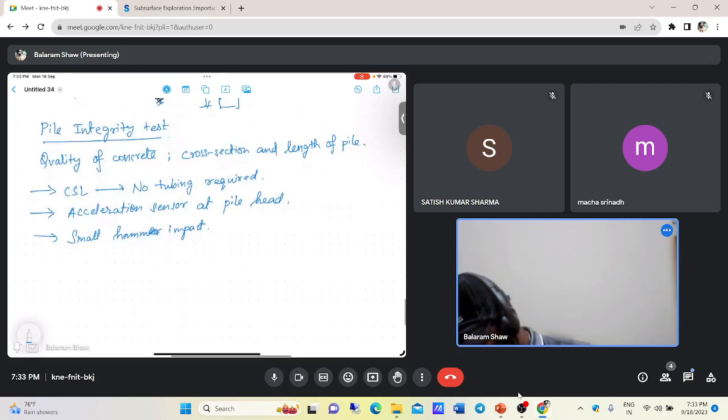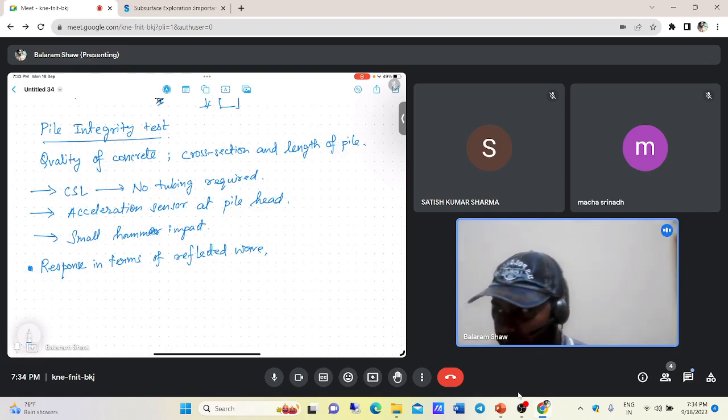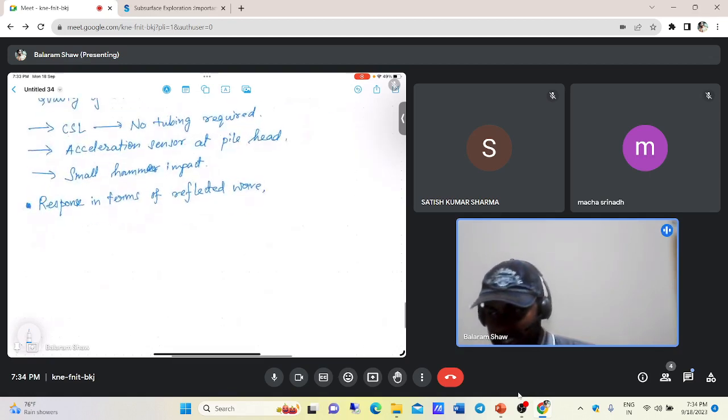So mainly this will be the response in terms of the reflected waves. This will be the response in terms of the reflected waves, and that will be recorded and utilized for interpretation. There are several guidelines for the test setup or the field setup, because there are several kinds of piles.